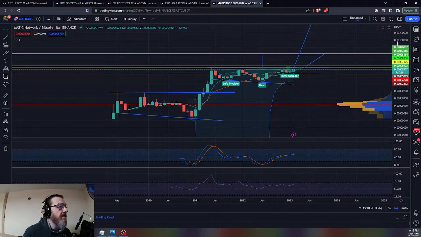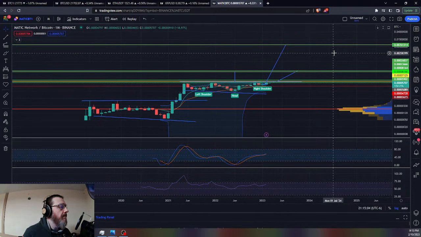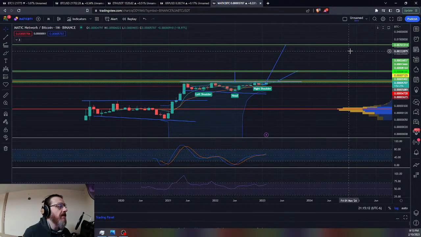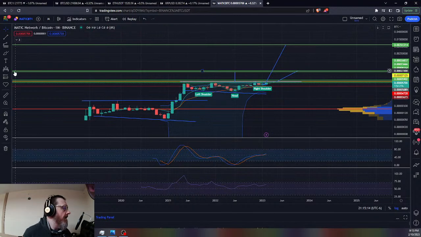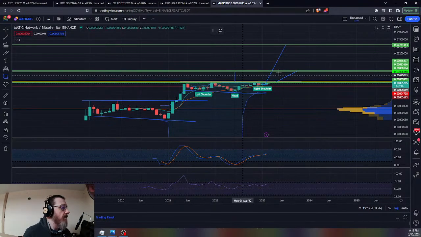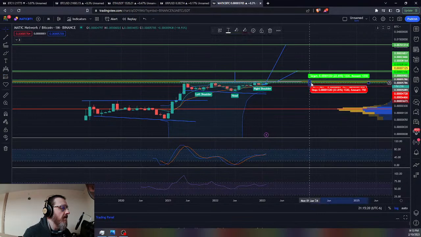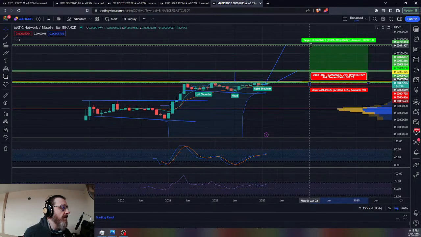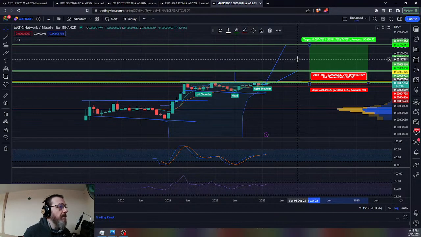So if we do see a repeat of that fractal, then we're looking for an absolutely massive move for Matic that could take it up to around 760,000 Satoshis. That move right now would constitute a potential almost 13,000% gain versus Bitcoin, which could go up another 2, 3, 4x.